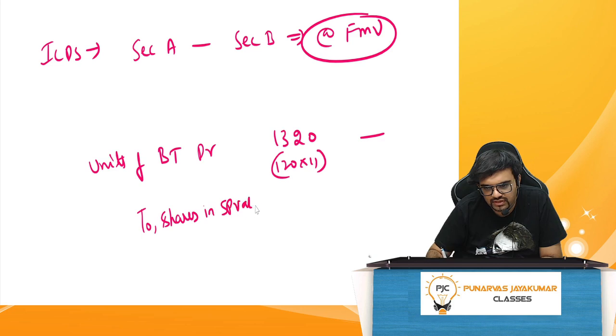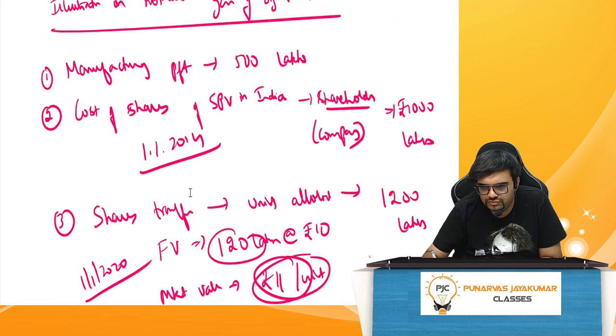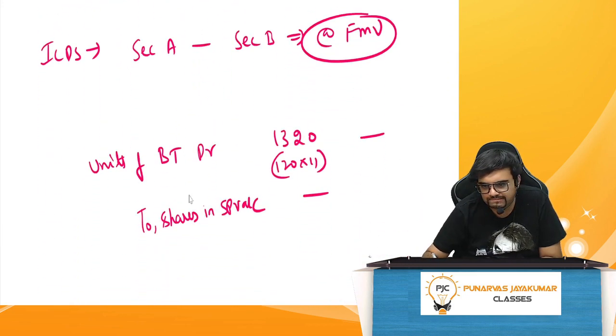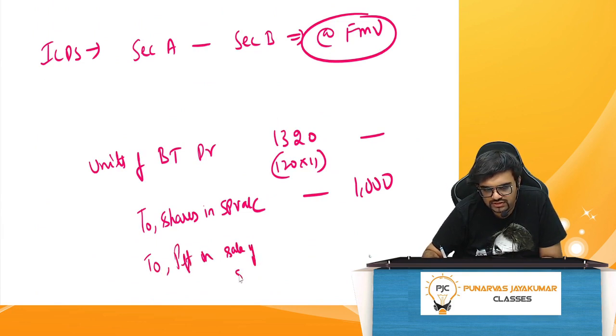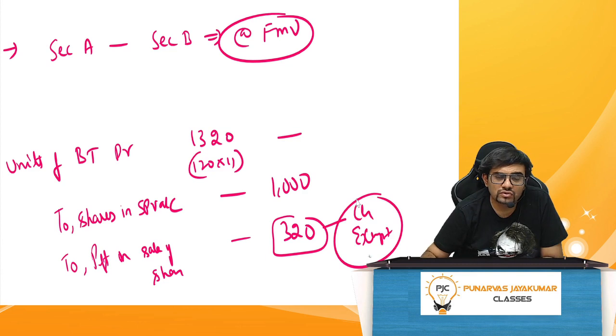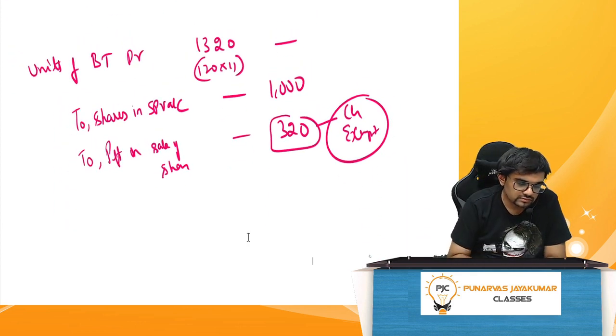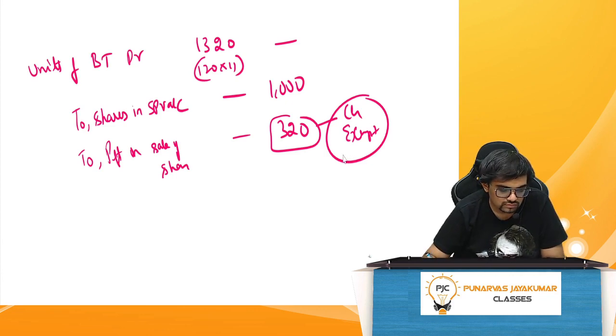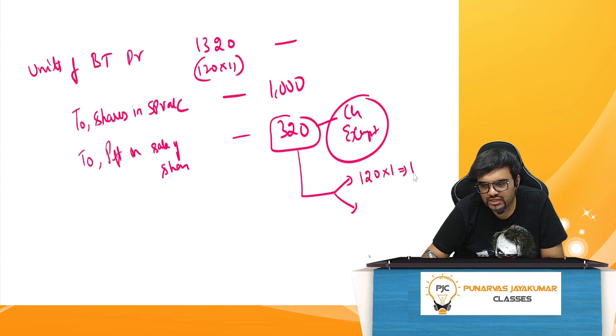Shares in SPV account. How much is the cost of the shares, guys? 1000 lakh. Now, what is the notional gain? Profit on sale of shares is 320. This is what the law says, capital gain is exempt. Has it been realized now? No, just on conversion. It is a book entry I'm writing. This 320 will include two things. One is what? 120 into 1 rupee notional gain, 120 lakhs market value. Remember, and one more is what?